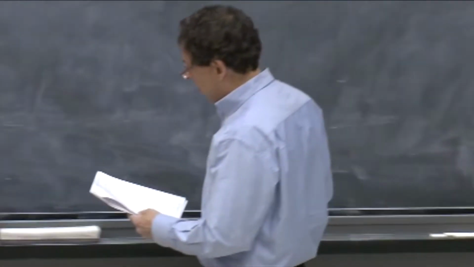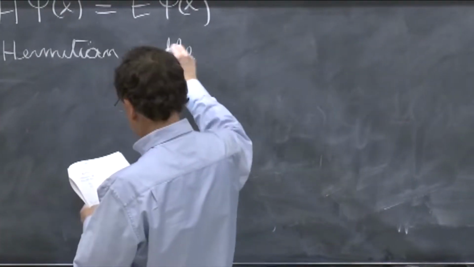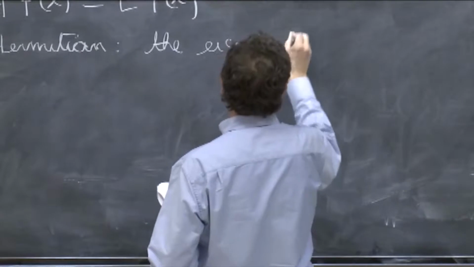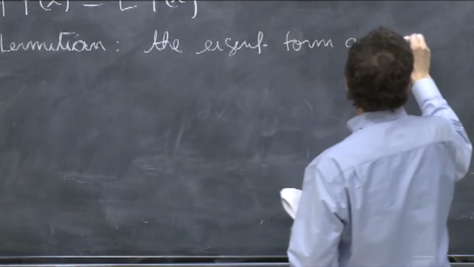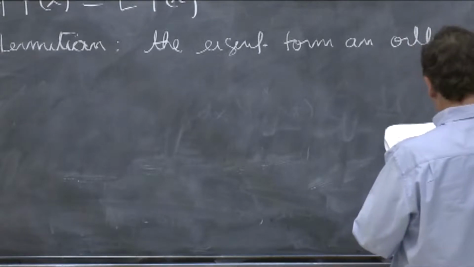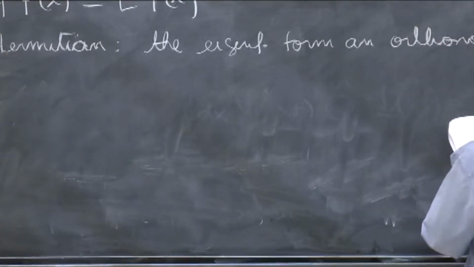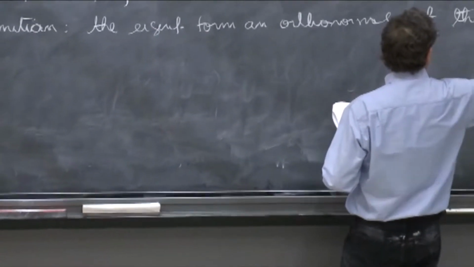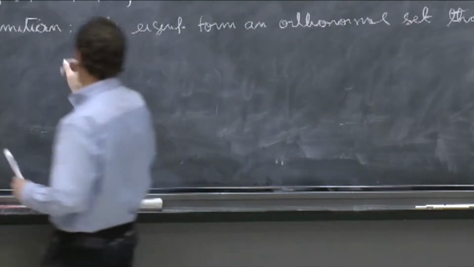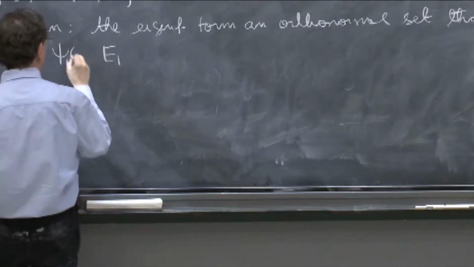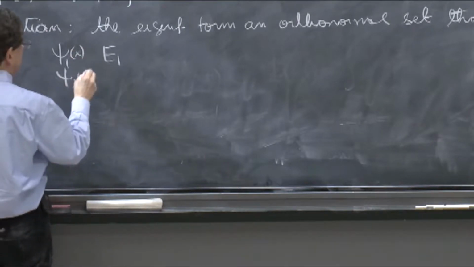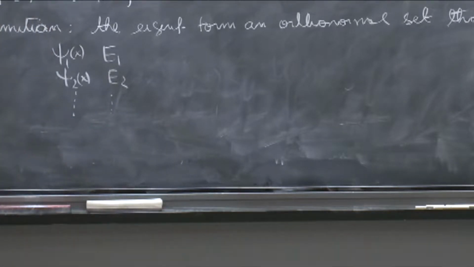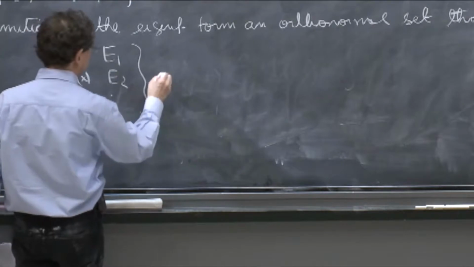This is what we proved for a general Hermitian operator to some degree. So the eigenfunctions form an orthonormal set that spans the space. So you're going to find a psi1 with an E1, a psi2 with an E2, and the list continues. And this is called the spectrum of the theory.